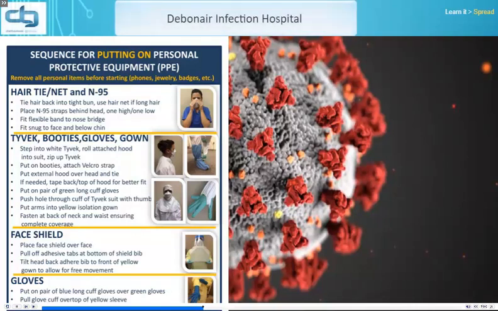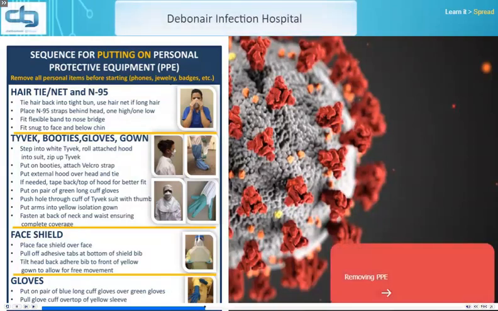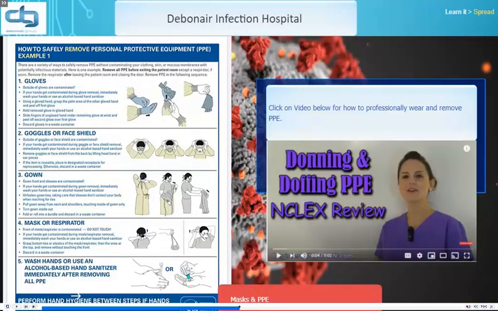Putting on personal protective equipment, PPE. This image illustrates the sequence for putting on personal protective equipment and detailed steps. Ensure you memorize and practice this. There is a video for you to watch afterwards as well. Click the red button below to continue. This image illustrates the sequence for removing personal protective equipment and detailed steps. Click the red button below to continue.